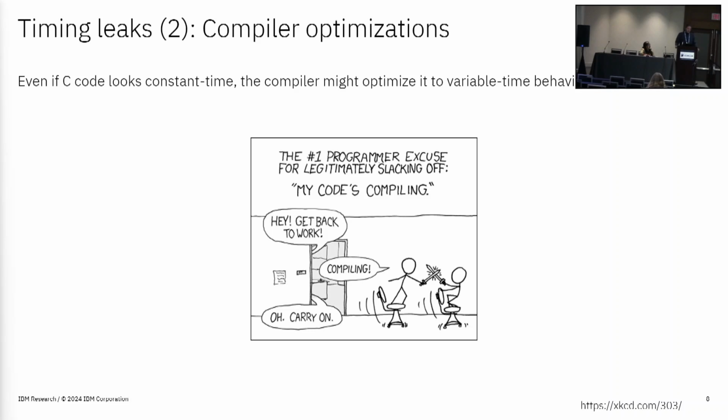Now the second type of leaks are because of compilers, right? If you write C code, you try to make it constant time, right? There is still something between you and the machine code, which is the compiler, and the compiler tries to help you by optimizing code, right? And yeah, constant time code is not always the fastest one. The faster way is usually variable time. So that's definitely an issue.